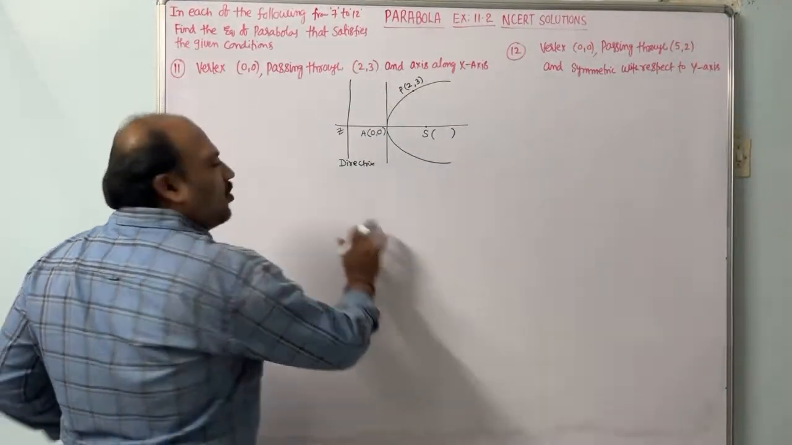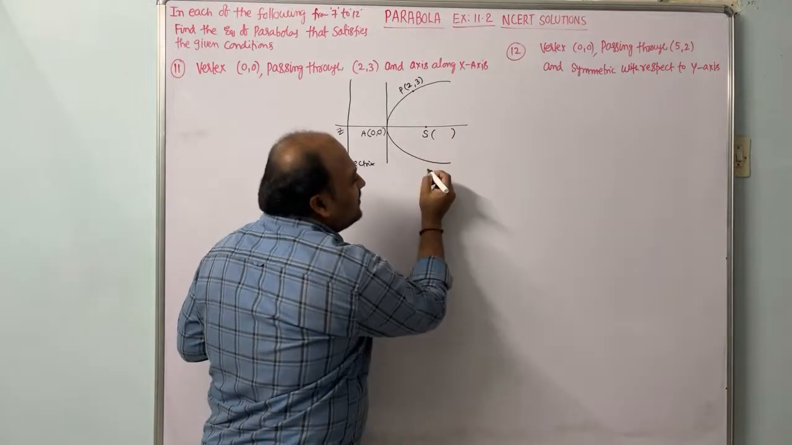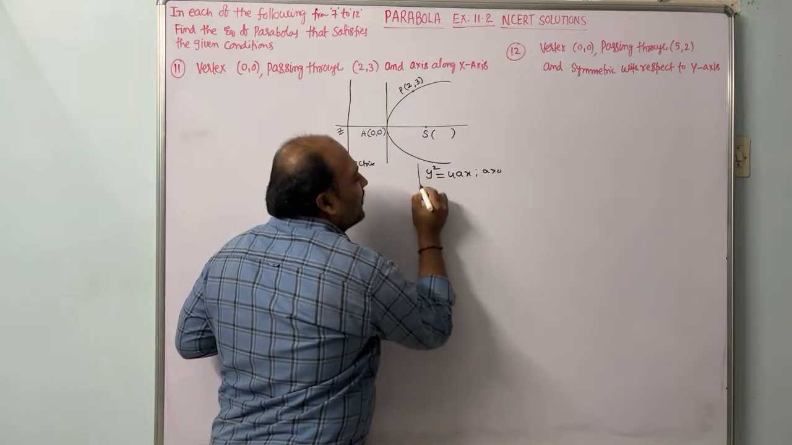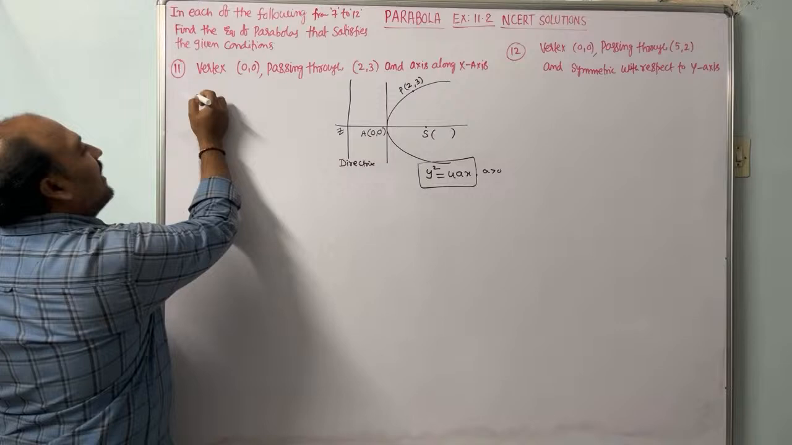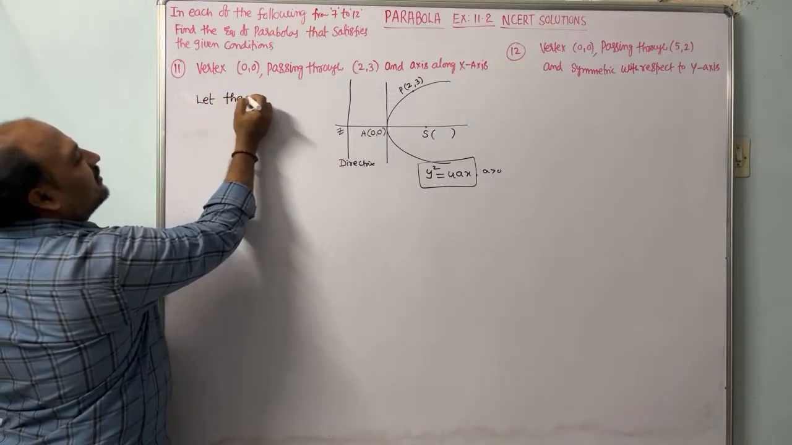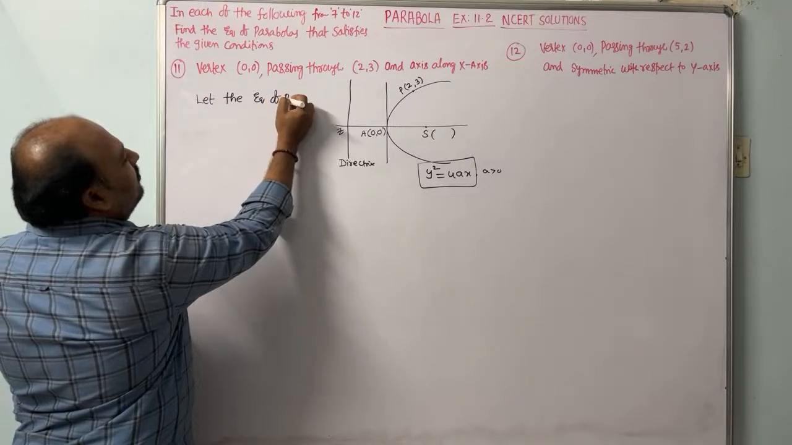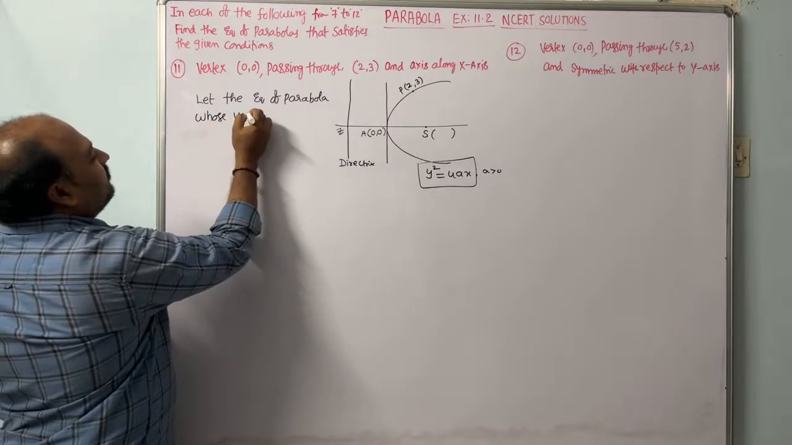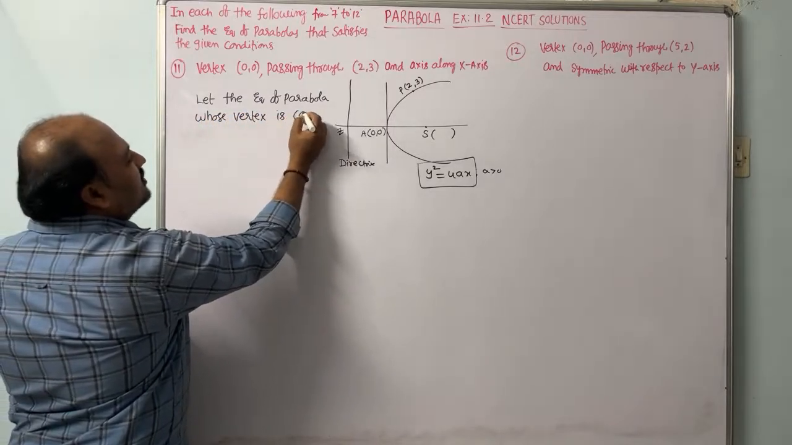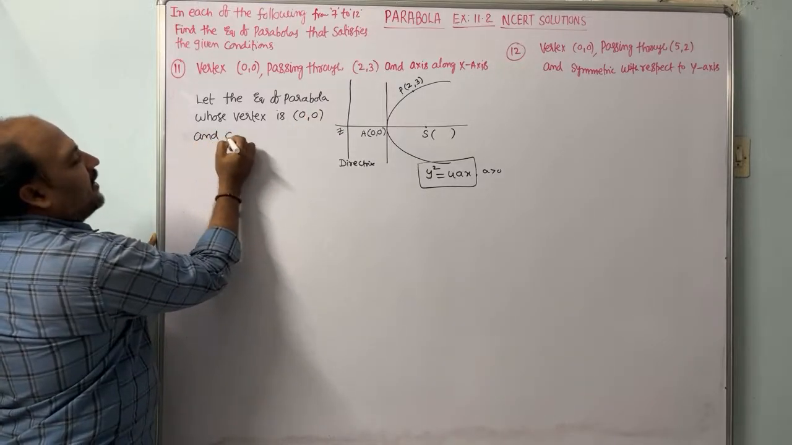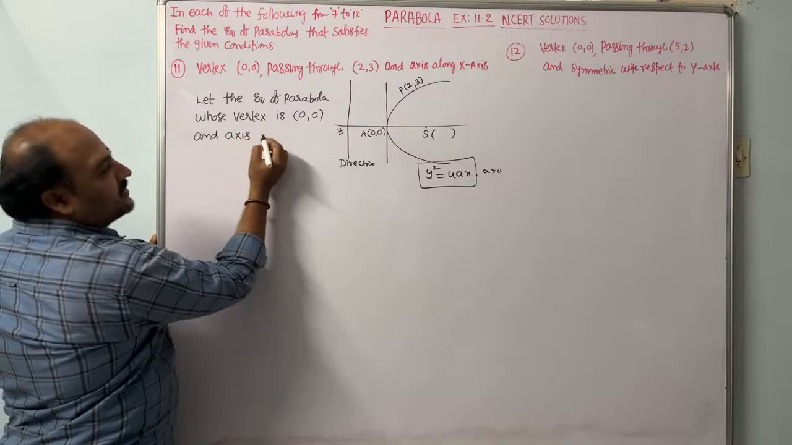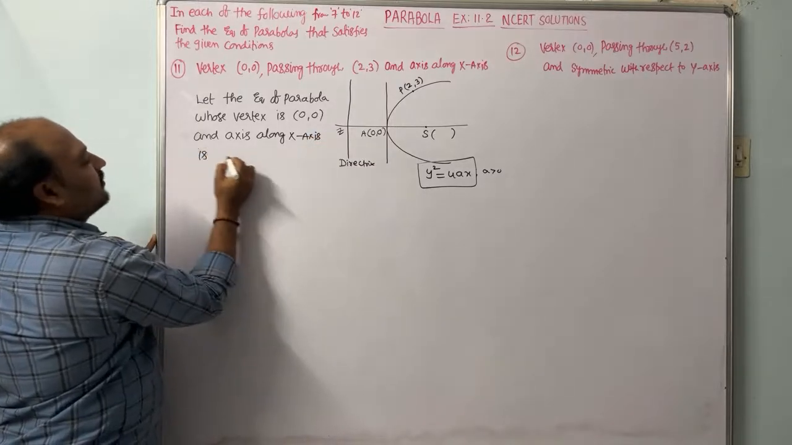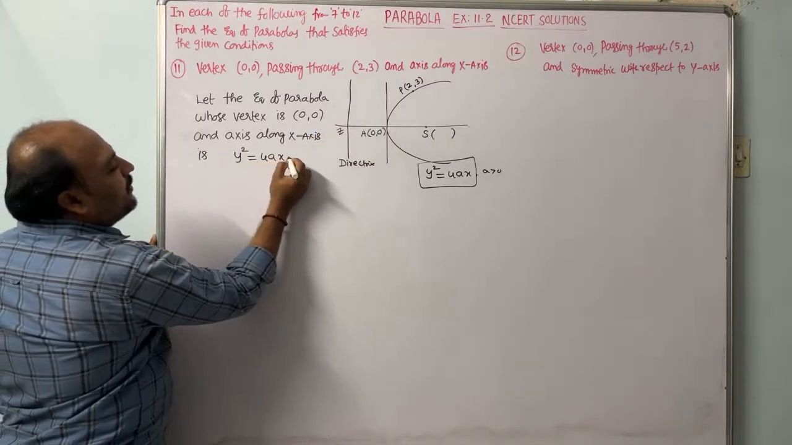Yeah, okay. We know whenever the figure is like this, what is the geometrical form? It is y square equal to 4ax only. It is the standard form or not? Let the equation of parabola whose vertex is 0, 0 and axis along x-axis be y square equal to 4ax. Keep it as equation number 1.